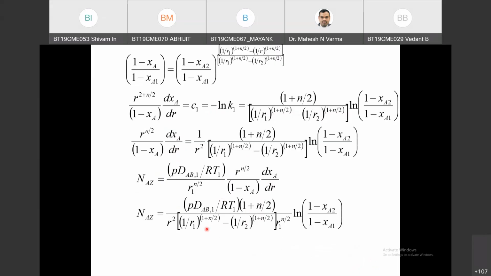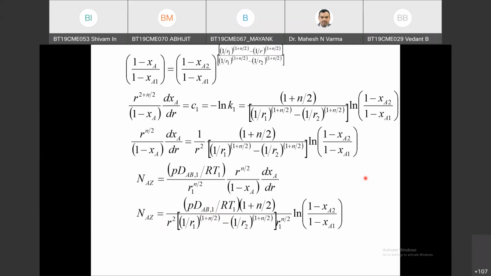This is my flux profile, how flux is changing. Flux is a function of R. If total pressure is given and diffusivity at temperature T1 is given, then with the ideal gas constant, temperature T1, inner radius, outer radius, and R square, it is inversely proportional, and 1 minus XA, 1 minus XA1. This will be the flux profile.